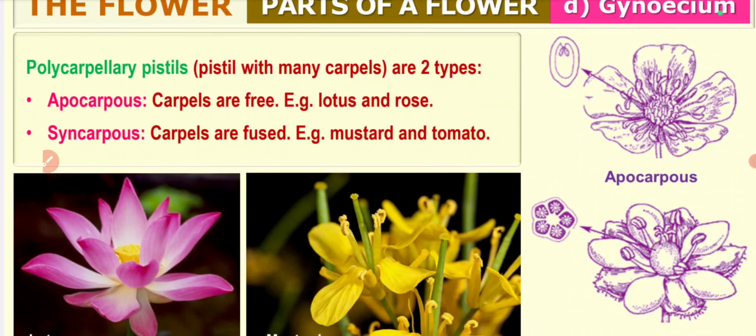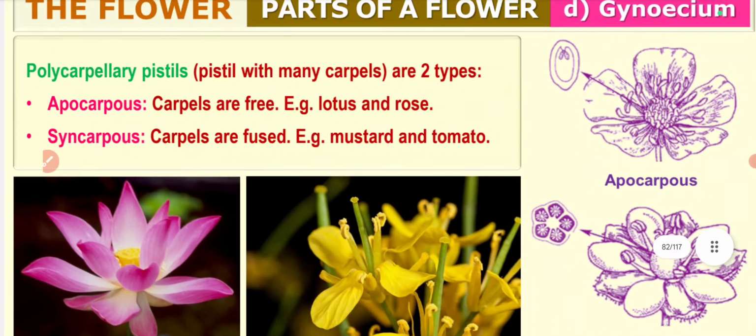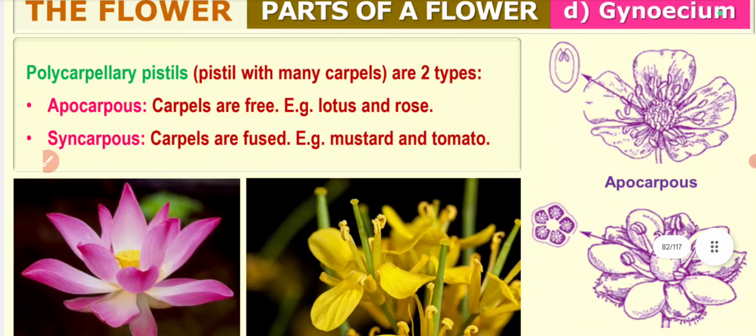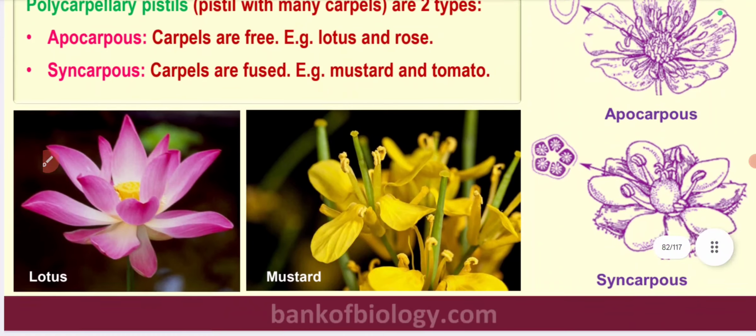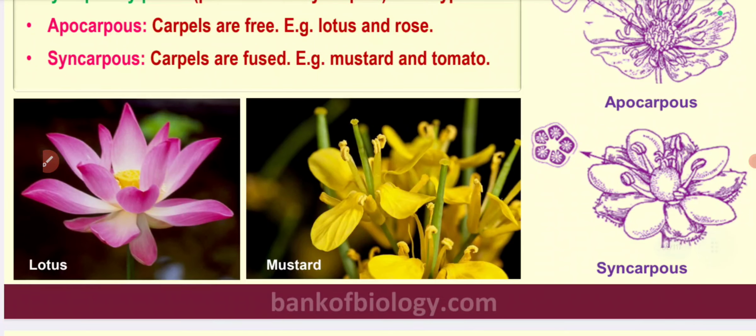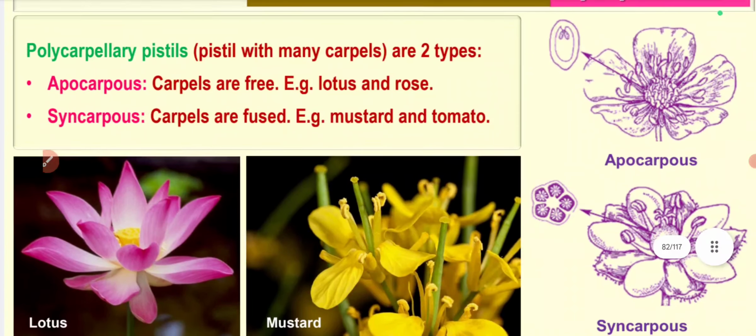Polycarpellary pistils: if a pistil or gynoecium has many carpels, it is called polycarpellary, and it is of two types. Apocarpous means carpels are free. Example, lotus and rose. Syncarpous means carpels are fused with each other. Example, mustard and tomato. See the diagram.